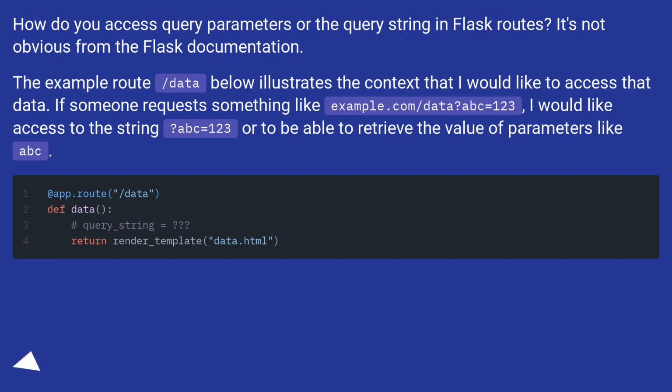If someone requests something like example.com/data?ABC=123, I would like access to the string ABC=123, or to be able to retrieve the value of parameters like ABC.